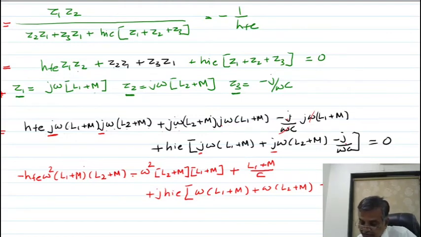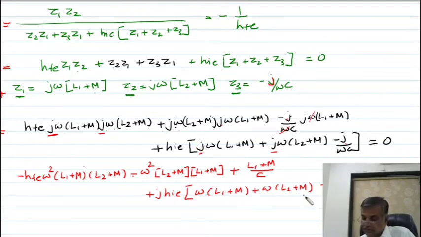Look here, simplification. This up to this is very easy. Now Z1 you have to put jω(L1 + M), Z2 you have to put jω(L2 + M), Z3 you have to put -j/(ωC). I have kept this value. J square is what? Minus 1. j into j square, so j square is minus, I have written. j into j square minus becomes plus. Omega is cancelled, so (L1 + M)/C. Here j is taken common.